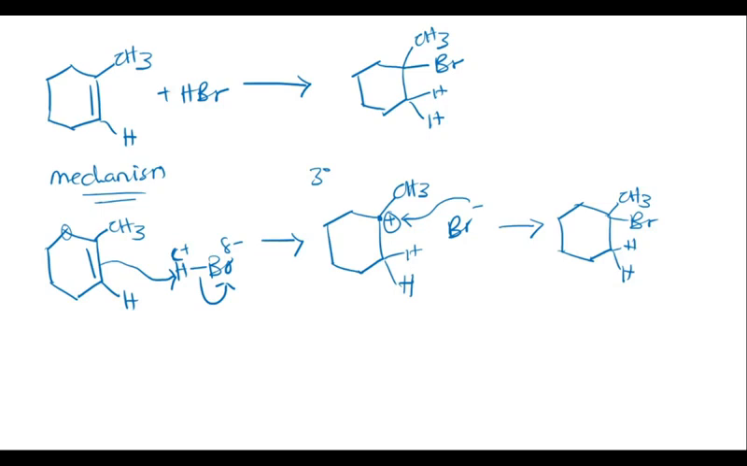So let's have a look at one final example, and then we can end the tutorial. So we have CH3, C, CH3, doubly bonded to CH, and then CH2, CH3. Then we are adding HCl to it. So what is going to be our product?